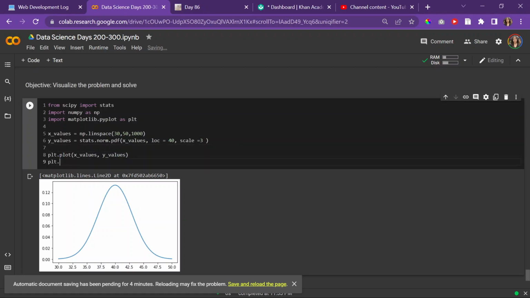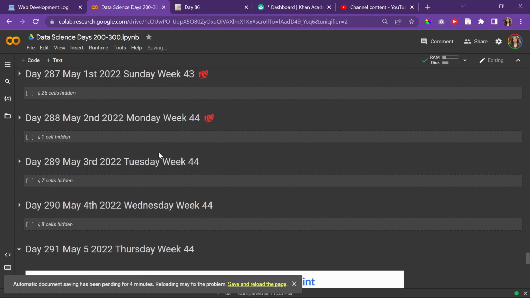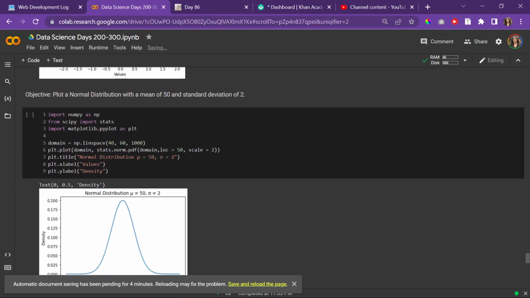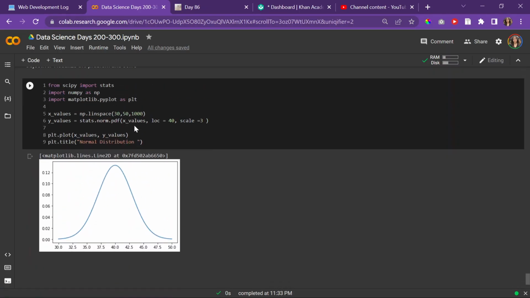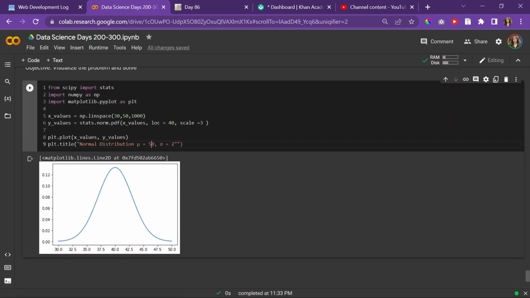If you want to add plt.title, you can say a normal distribution. Let me copy these symbols. Normal distribution with mu of 40, where mu stands for mean, and a standard deviation of 3. That's sigma. Sigma stands for standard deviation. Now it's frozen. Great. Okay, run that, and then you'll get a title at the top.